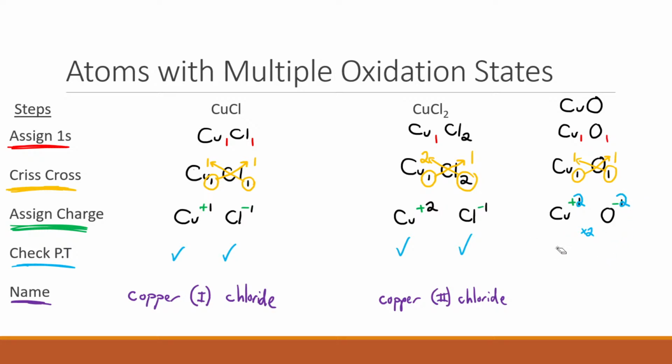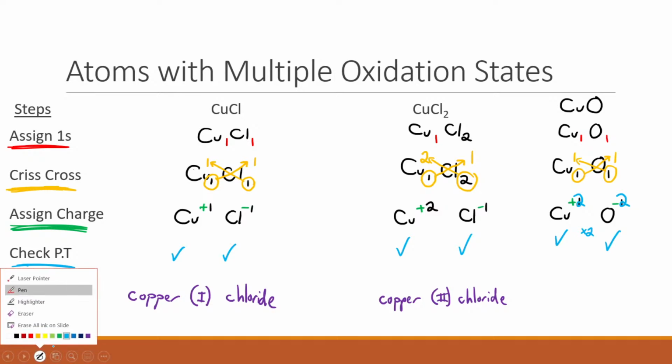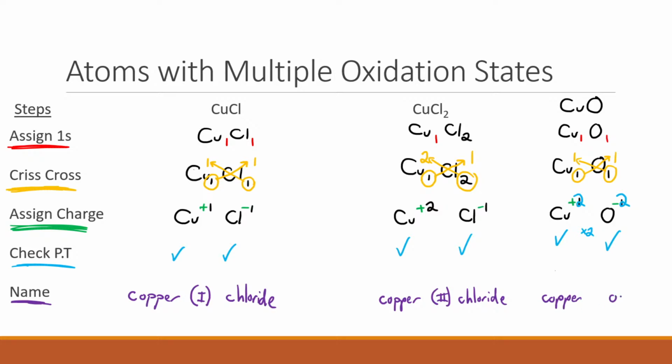And then we're going to check again. Copper has a +2. Oxygen has a -2. We're good now. Both of these have become checks. We can move on and put our name down. Copper. Oxygen becomes oxide. And our Roman numeral here is going to match the positive charge.